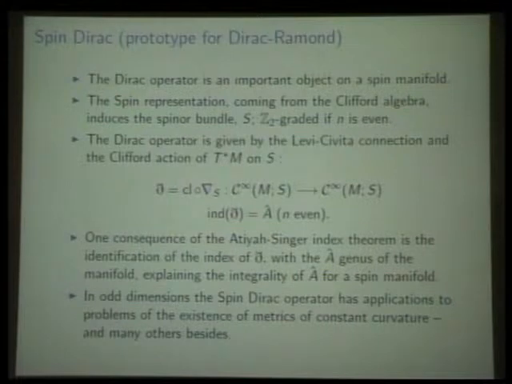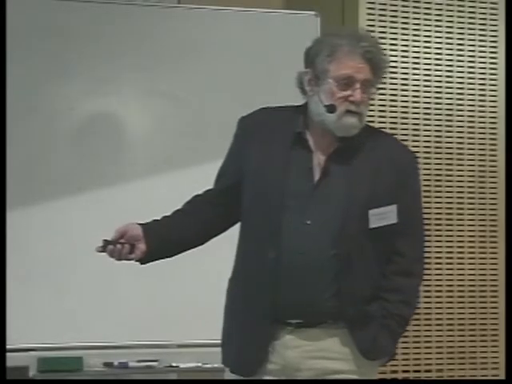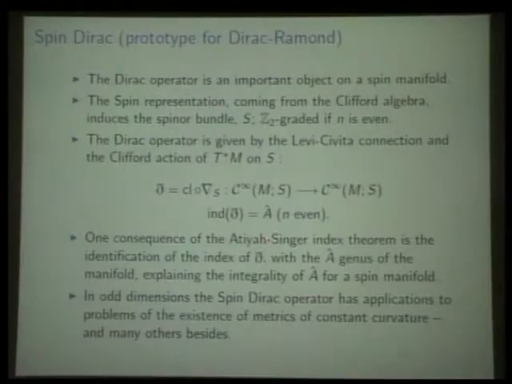this is one of the standard consequences of Atiyah-Singer, is the A-hat genus, and this explained the integrality of the A-hat genus, which I think was known already for a spin manifold, but anyway, this gave it a very nice explanation. Of course, there are lots of other applications of the spin Dirac operator in odd dimensions, and in even dimensions to constant curvature and so forth. So one assumes that a good theory of the Dirac-Ramond operator would have similar consequences. The main thing is to try and emulate this construction of the Dirac operator at some level.